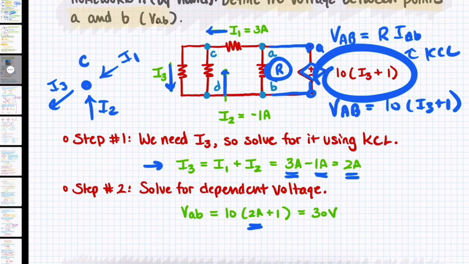So, two takeaways here. First, how do we analyze a circuit with a dependent source? And then also, again, just being careful to not make problems more difficult than they need to be, potentially.